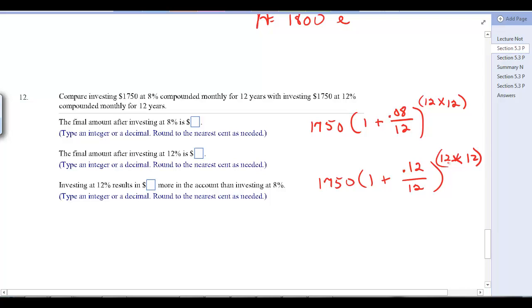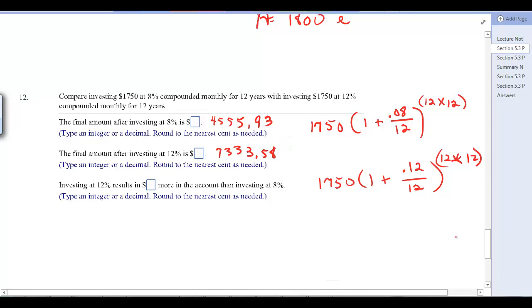All right, so when you do this one in the calculator, you should get 4555.93. You should try that. And when you do it with 12%, you should get 7333, I believe, 58. Let's see.